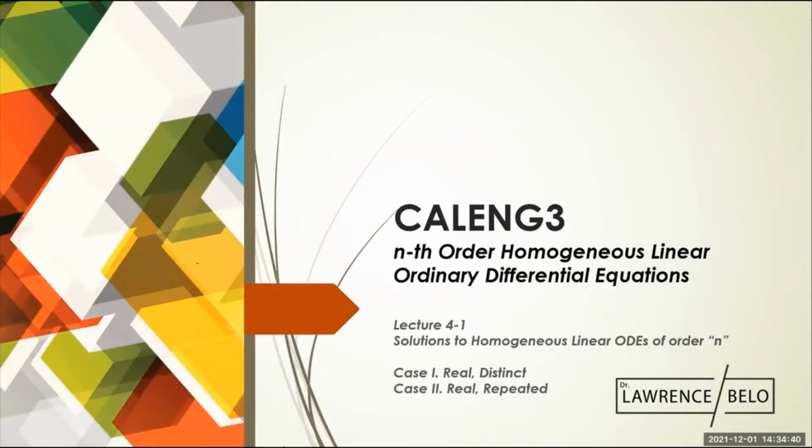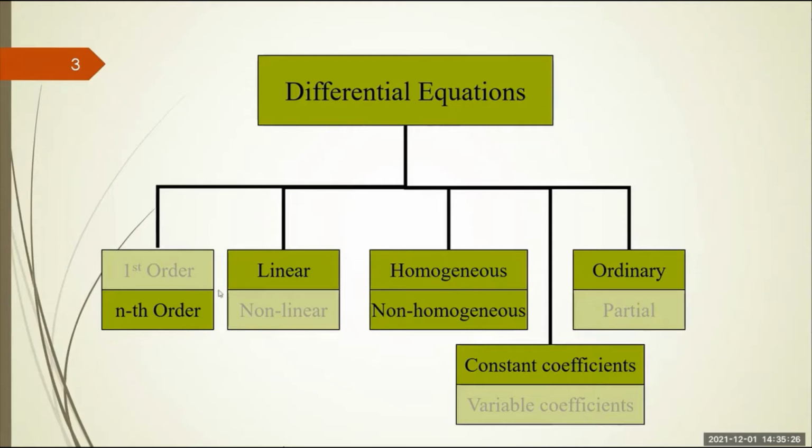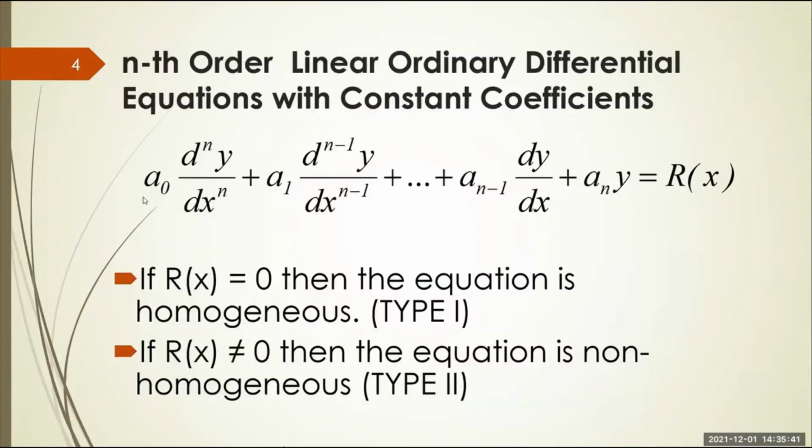real and repeated. We'll be discussing nth order, linear, homogeneous and non-homogeneous, ordinary differential equations with constant coefficients. Let's just say that these a sub 0, a sub 1, etc., up to a sub n minus 1 and a sub n, they are the constant coefficients. And then these are the differential operators. So this one is the nth order derivative of y with respect to x.